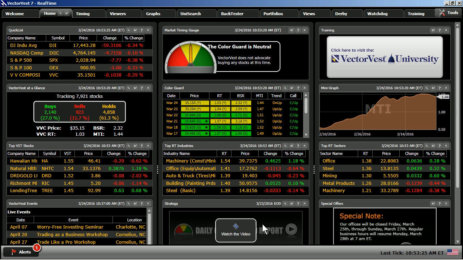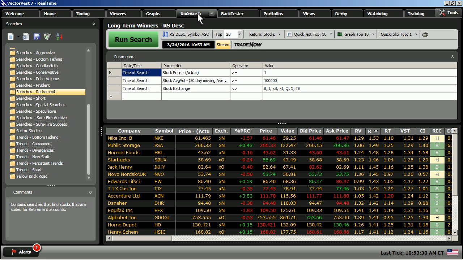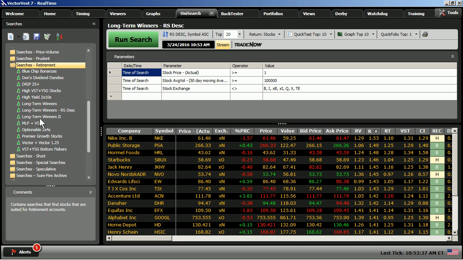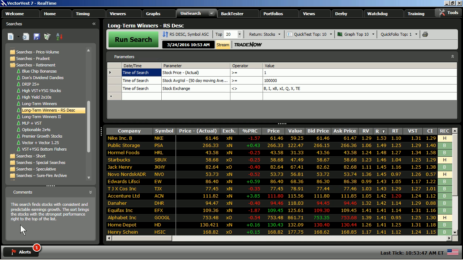So let's get started. I'll begin here from the home page, and I'm going to start by going to the main toolbar, clicking on the Unisearch tab, and it brings us into our search directory, and I'm going to go ahead into the retirement folder, and we're going to use that LongTerm Winners RS Descending as our example for tonight's illustration. It tells us in the comments box that the LongTerm Winners RS Descending finds stocks with consistent and predictable earnings growth. The sort brings the stocks with the strongest performance right to the top of the list. And we'll see some very recognizable names at the top of this list as we get going.